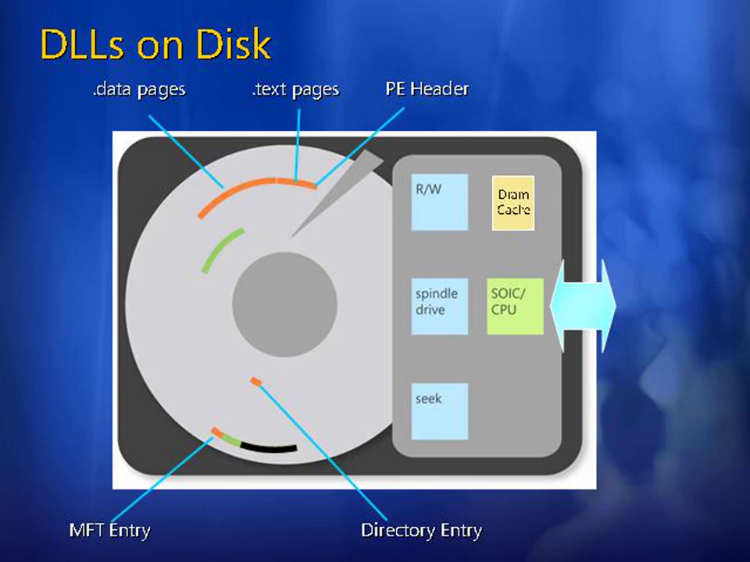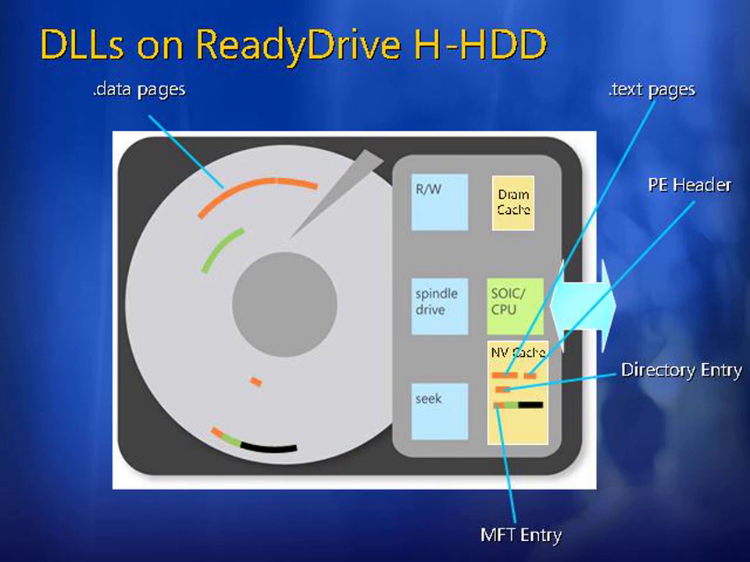So you guys remember the DLLs on disk picture, where we've got data pages, text pages, PE headers. We have to have seeks because of the organization of the operating system. And I've just put each color as a different application. So you've got the orange app, you've got the green app, and you have the black representing the rest of the entries in the master file table. If you have non-volatile RAM on that hard drive, if you have a flash cache, you can store those in the flash cache and eliminate all of your seeks.